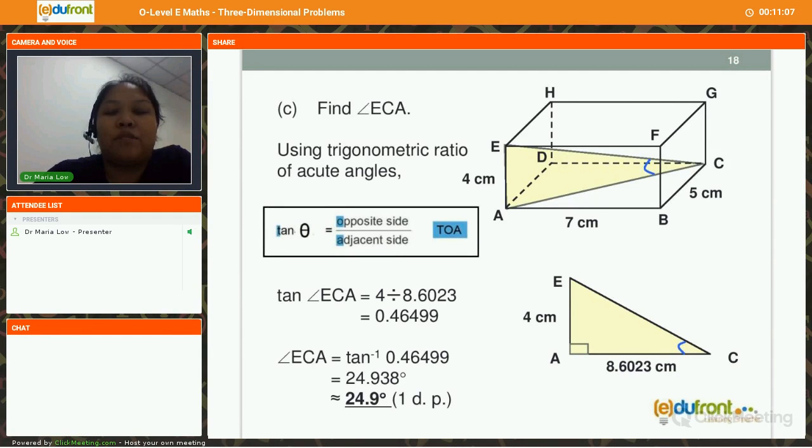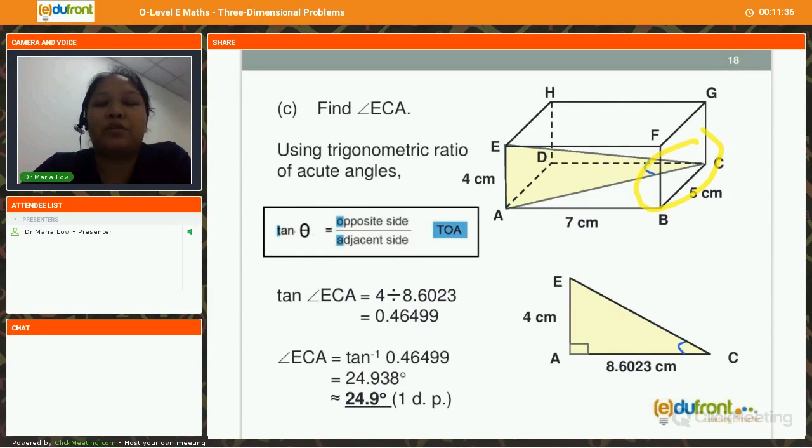Finally, for this particular word example, our next task is to find an angle. This particular angle is angle ECA, which works out to be this angle here. What we do is we are going to make use of trigo ratios of acute angles, or in shorter form, 12 Paso. So we have already identified that in order to find this angle, we are going to have a plane that is EAC.